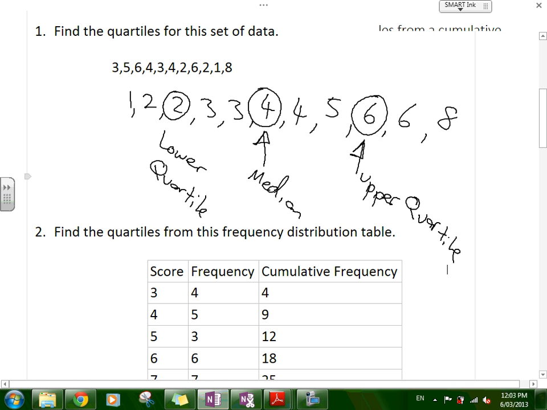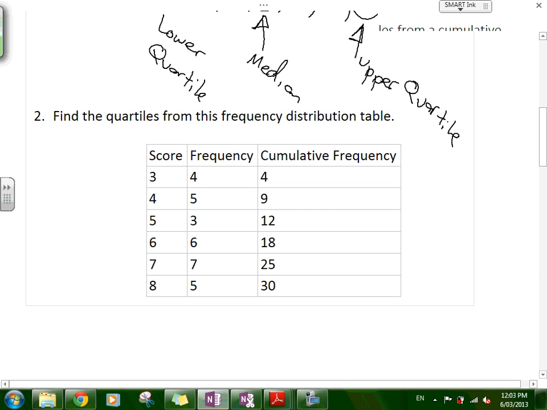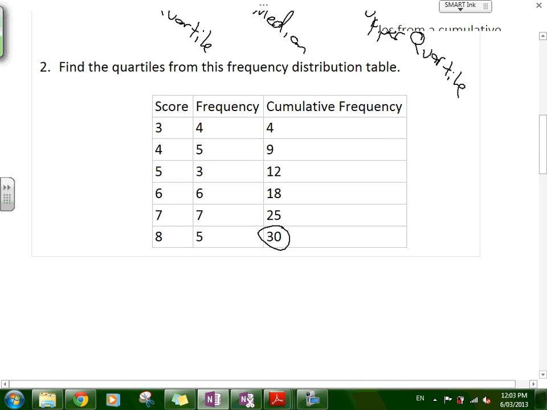Okay, so if I go up to this one, here we have, how many scores are there in total in this data set? No, there's 6 separate scores, but how many of them are there? 30. Yeah, cumulative frequency total is how many there's accumulated. The total number is 30, so there's 30 scores. Alright, what's the halfway point of 30? 15. Okay, so where's the median going to be? Yeah, between 15 and 16.